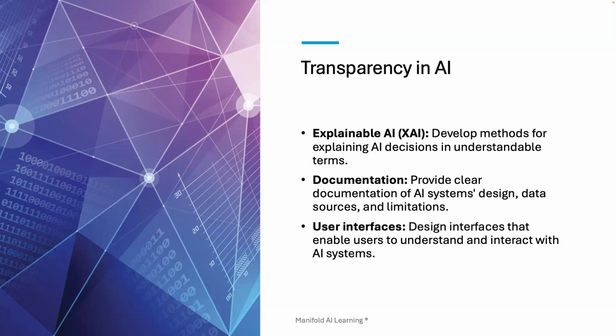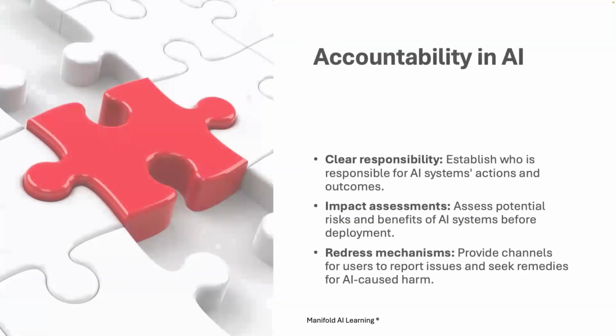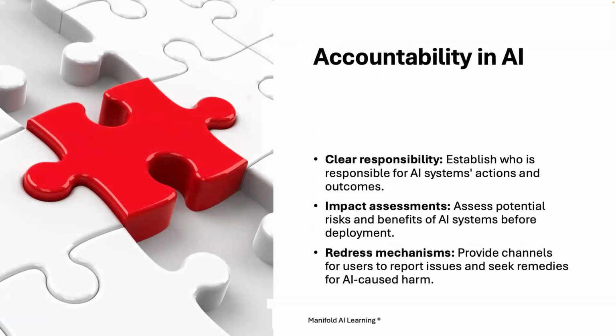Then we have something called accountability. Accountability means who should be responsible, who is accountable for the AI system's action and the outcome. It's very important that we establish this whenever we are building an AI system. It's also important that we assess the potential risks and benefits of the AI system before we actually deploy it. And lastly, the redressal mechanism. There should be a proper channel for users to report issues or seek remedies whenever an AI causes any harm. So this comes under the accountability aspect.